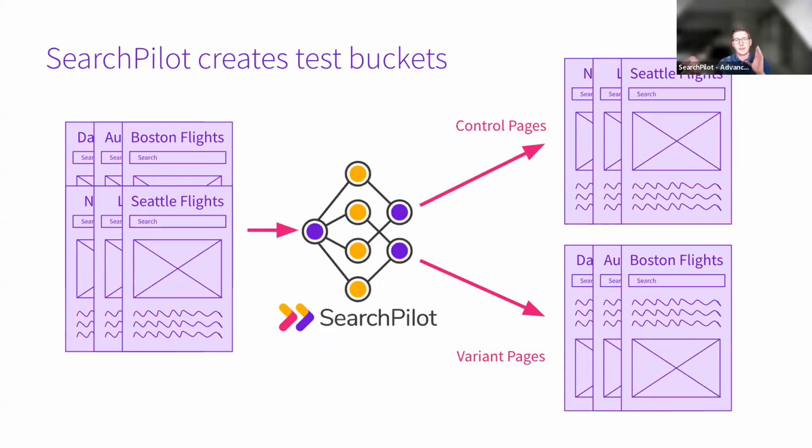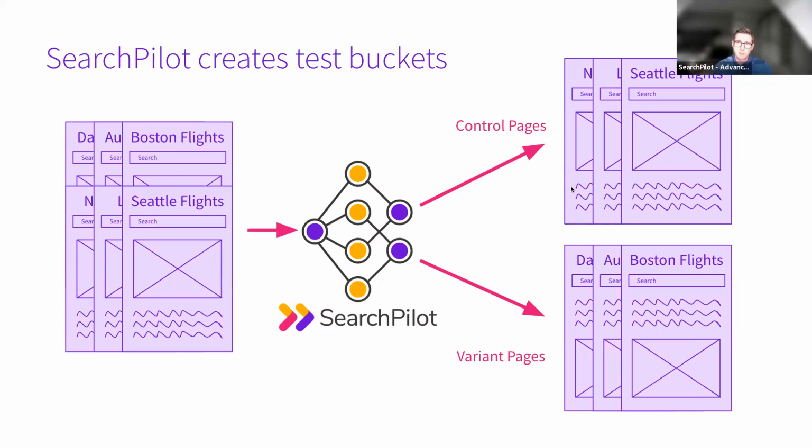That means that you end up with a nice even split of different types of pages in the control and the variant. To use a simple example, if you had, let's say, 100 beach destinations, it doesn't have to be perfect, but in an ideal world, 50 of those would be control pages and 50 of them would be variant pages. And so now when that same seasonal spike happens, both the control bucket and the variant bucket are going to increase in traffic.